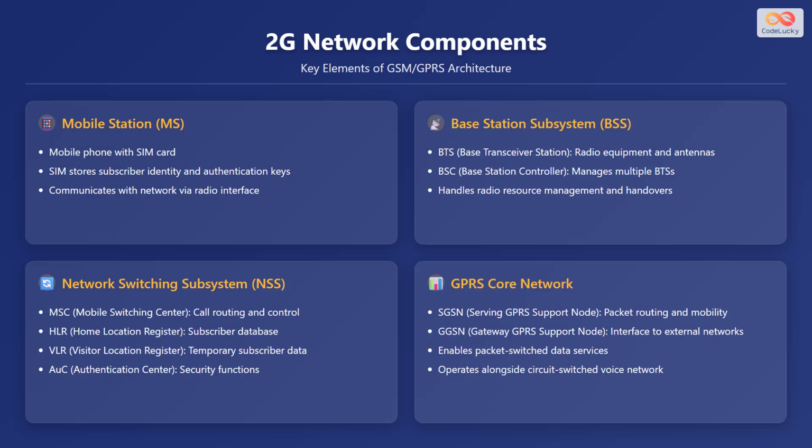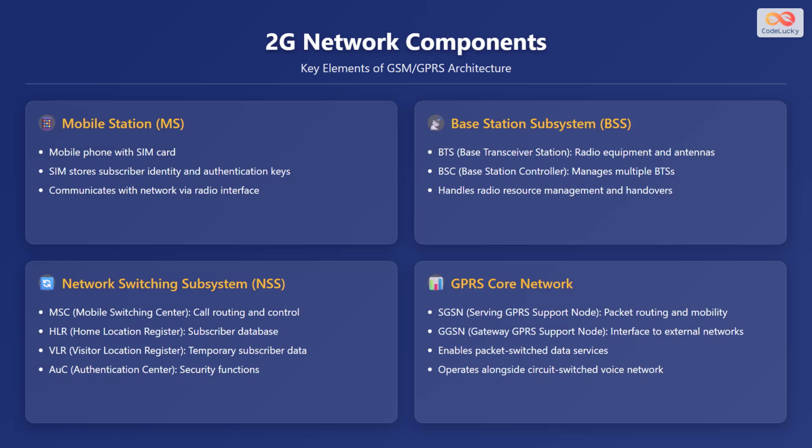This includes the BTS, or base transceiver station, which houses the radio equipment and antennas, and the BSC, or base station controller, which manages multiple BTSs and handles radio resource management and handovers. Following the base station subsystem is the network switching subsystem, or NSS. This subsystem features the MSC, or mobile switching center, responsible for call routing and control.